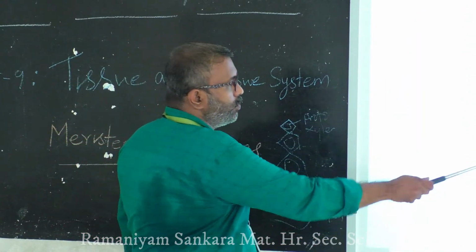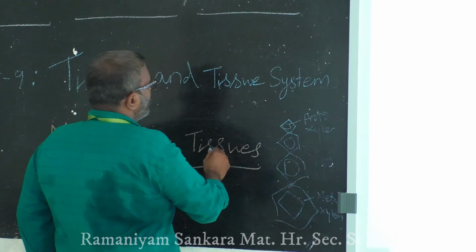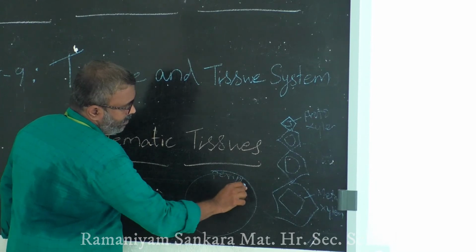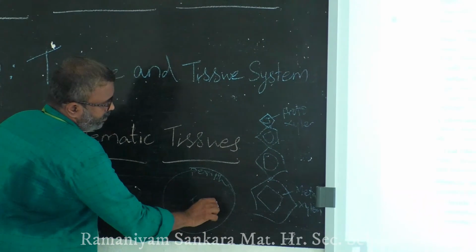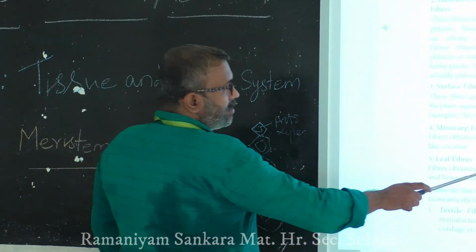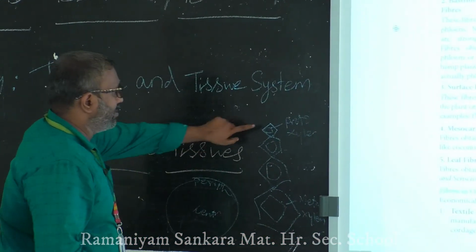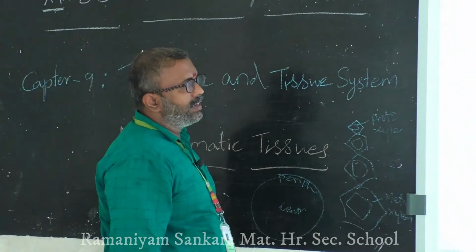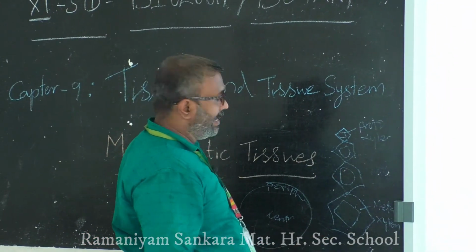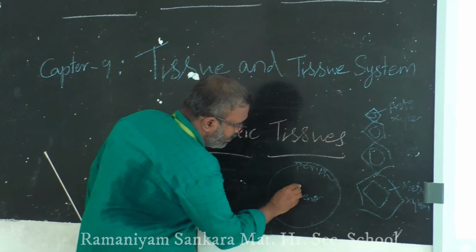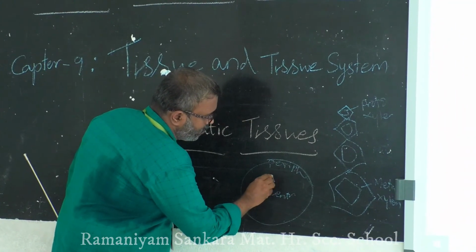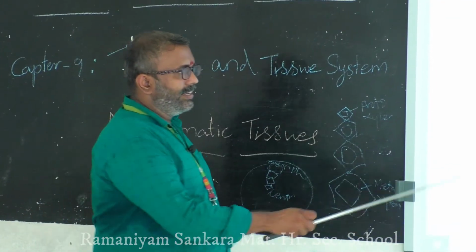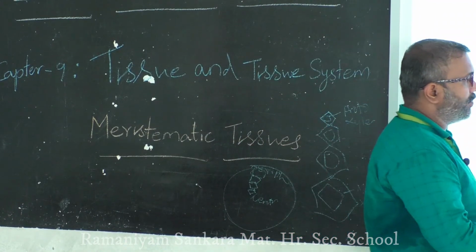You see, protoxylem lies towards the periphery, the periphery region, and the center region is the other side. Protoxylem towards the periphery and metaxylem towards the center is called exarch. Where protoxylem, the small one, is towards the center and the big one is on the outer side, that is called endarch. So that is the difference.